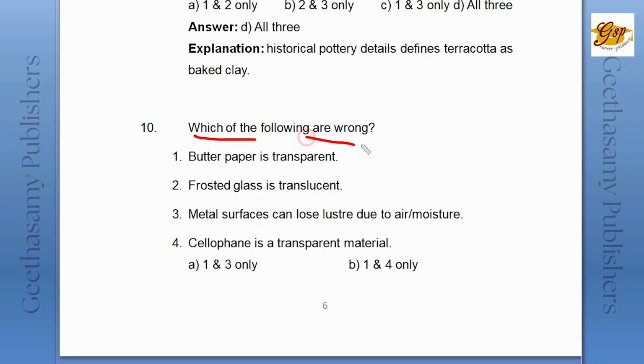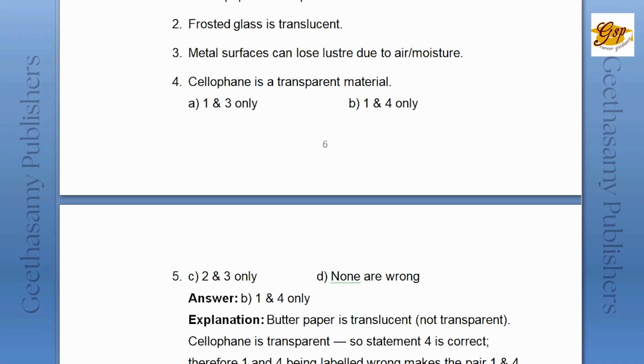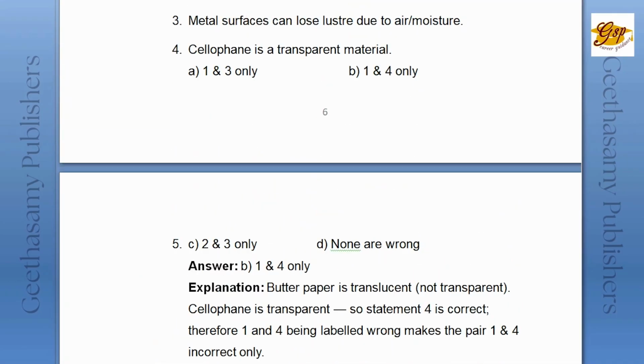Which of the following are wrong? Butter paper is transparent. Frosted glass is translucent. Metal surface can lose luster due to air and moisture. And a cell phone is transparent. Options: 1 and 2, 1 and 4, 2 and 3, none are wrong. So the correct answer is 1 and 4.